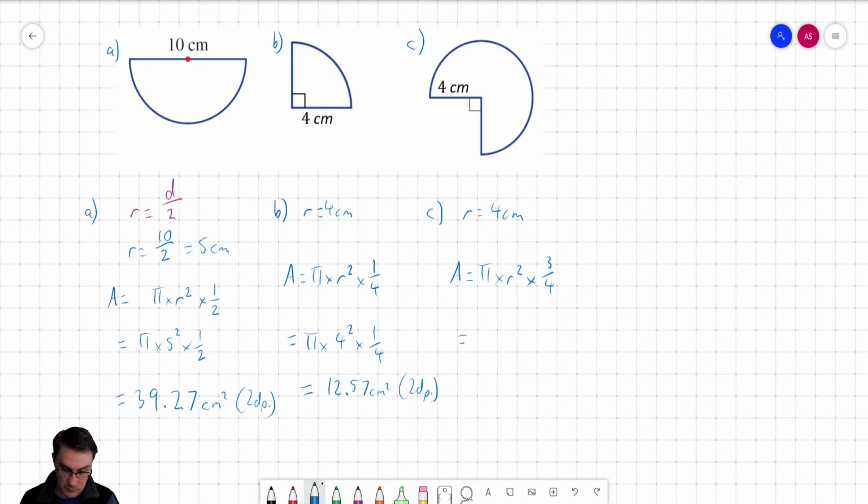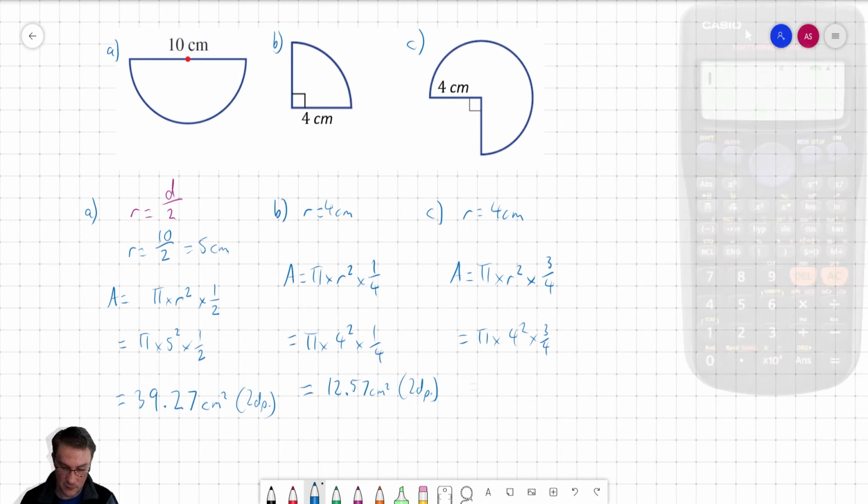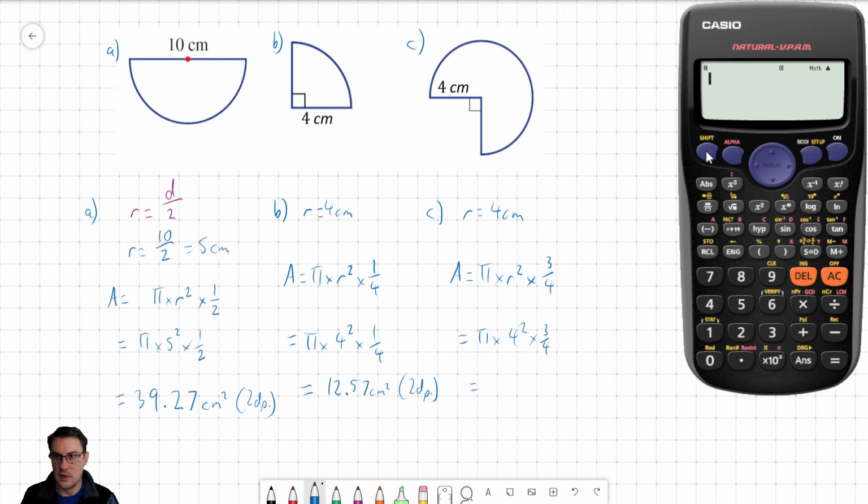So from this, we then need to substitute this in. So we're going to have pi times 4 squared times 3 over 4. Right, and we can see that we get 37.70 when this is rounded to 2 decimal places, and that's also centimeters squared.